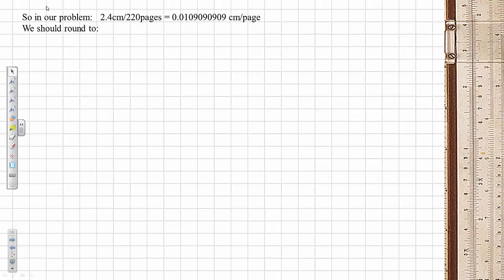Alright, so, here's the math. So, when we round this off to sig figs, this is incorrect. This should be rounded to, what did I say, right? We're going to round to 2 sig figs, so this becomes 0.011 centimeters per page.